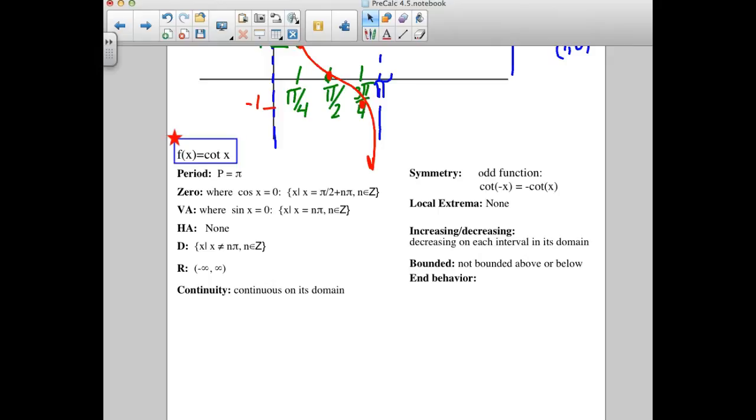All right. Range is all real numbers again. It's continuous over its domain. It's another odd function, which means if we're taking the cotangent of a negative angle, it's the opposite of what we had for the cotangent of the positive angle. There are no extrema. We don't have any major turns happening. This time it is decreasing on each interval. It's not bounded, and end behavior does not exist.